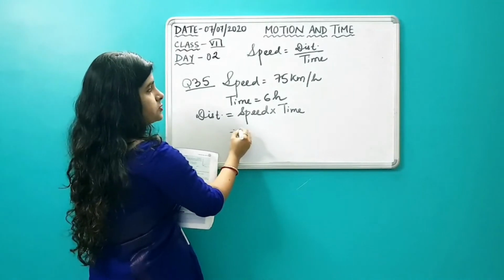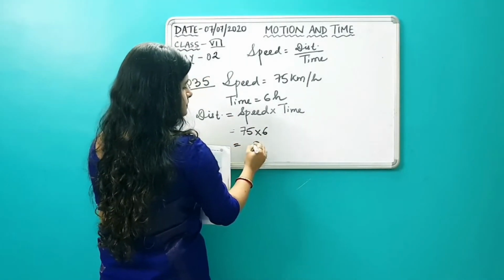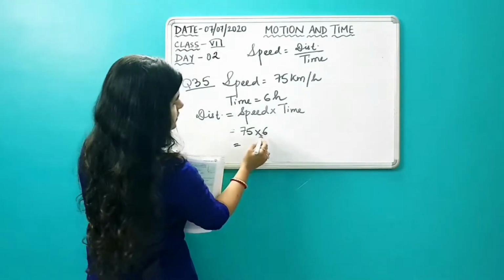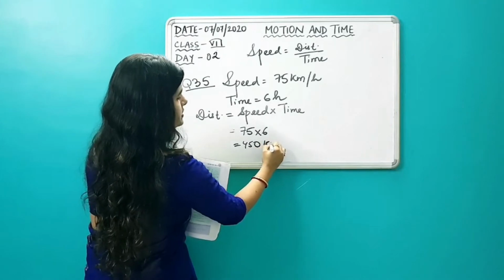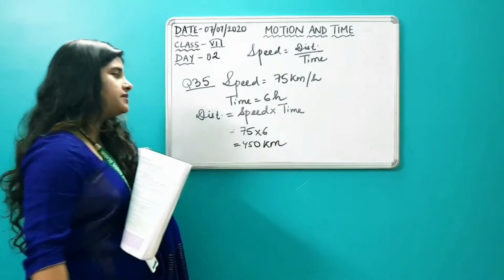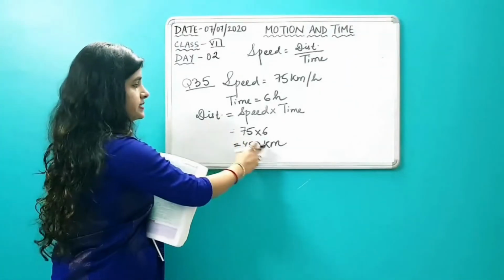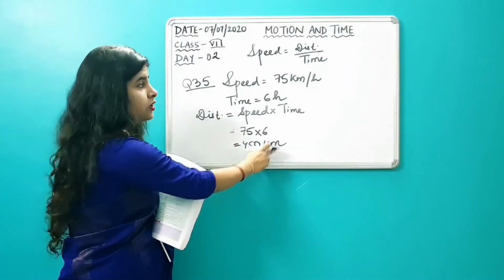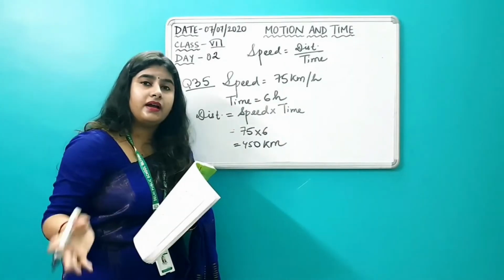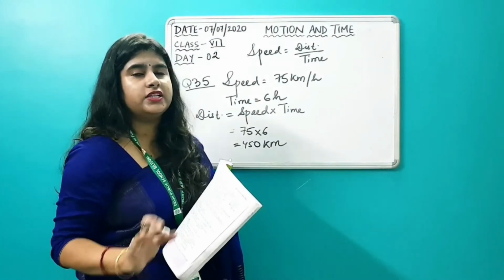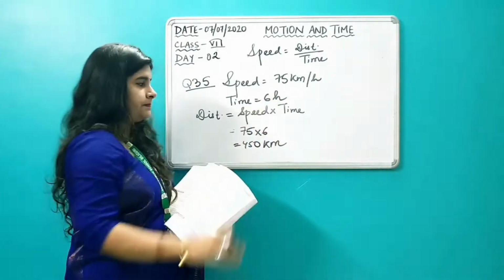So distance equals speed into time, that is 75 into 6, that comes to 450 kilometer. So your answer is 450 kilometer. It is distance, so mind it, the unit is kilometer. Don't write kilometer per hour. Kilometer per hour, meter per second, these are all units of speed. If it is distance, it is in kilometer in this case. Got it?